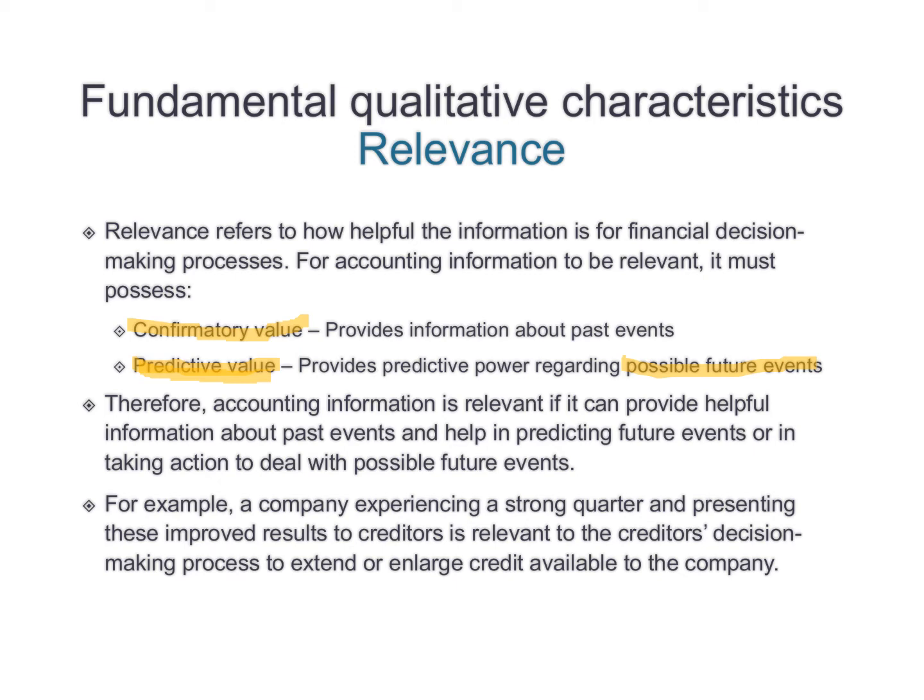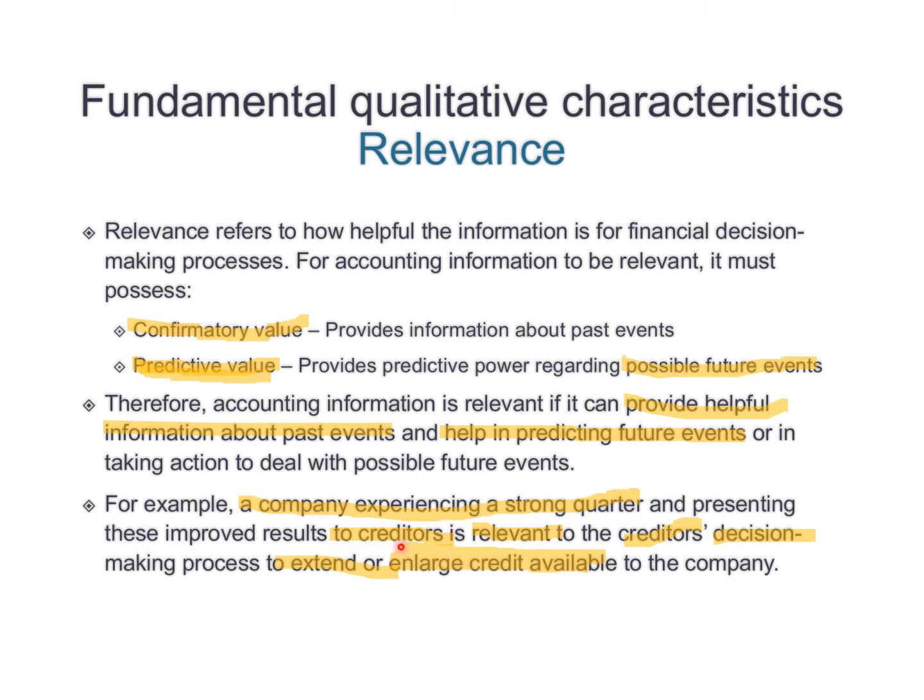So, this accounting information is relevant kalau dia boleh provide helpful information about the past event, dan juga dia boleh help in predicting future events. For example, given here, a company experiencing strong quarter and presenting these improved results to creditor is relevant to the creditor's decision making process. Sebabnya creditor ni yang akan decide sama ada dia nak extend ataupun nak enlarge credit kepada company tersebut. So dia kena tahulah company tu strong enough to pay back all the amount due to the creditor.